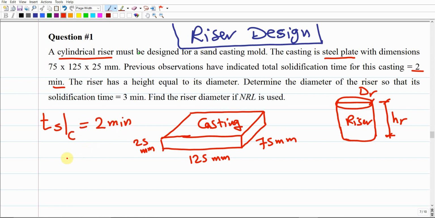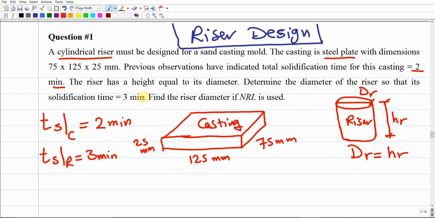What should be the solidification time of the riser? It should definitely be bigger than the solidification time of the casting. Why? We would like to keep the riser liquid for a longer time to keep feeding the casting. The riser has a height equal to its diameter. This is given data. Determine the diameter of the riser so that its solidification time is 3 minutes. It should take 1 minute longer. So what should be the diameter of the riser then?